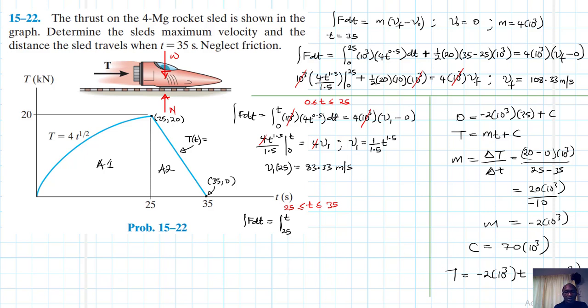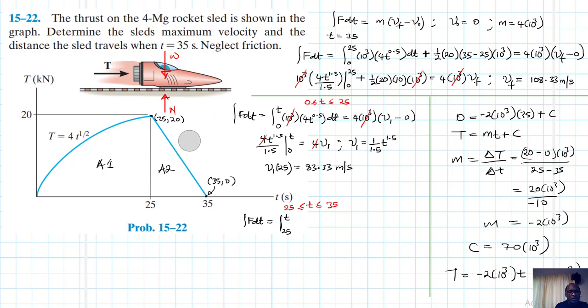We can try out this one. If you plug in t equal to 35, what do we get? We get a 0, right? And the y-intercept there: if you plug in minus 2 by 25, a third, plus 70 times, alright, which is a 20. So it is working. This is the equation.